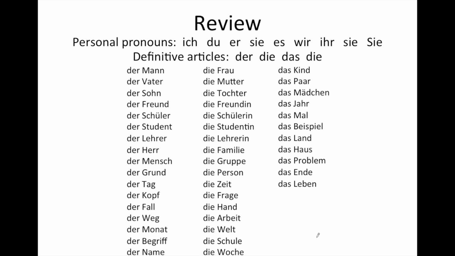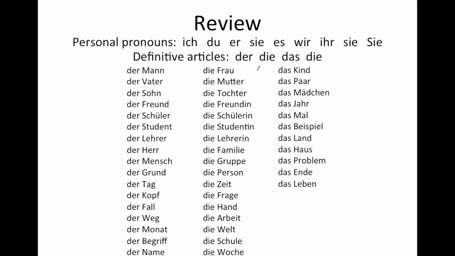So let's do a short review of some of the things we've learned so far. We know personal pronouns, ich, du, er, sie, es, wir, ihr, sie, and Sie: I, you, he, she, it, we, y'all, they, and unfamiliar you, and we've practiced using them in sentences as noun phrases. We've also talked about nouns, and we know that all German nouns fall under one of three categories: masculine nouns, feminine nouns, and neuter nouns.